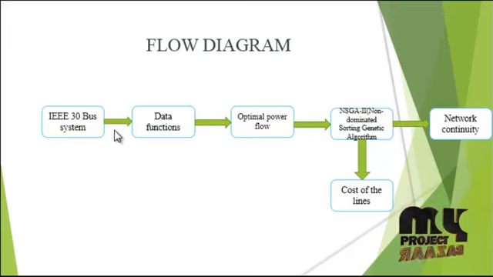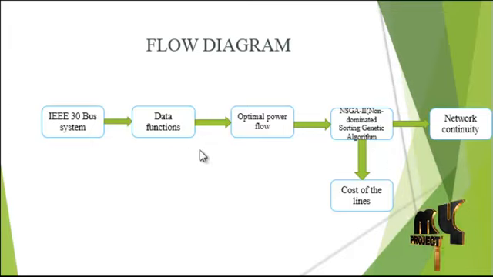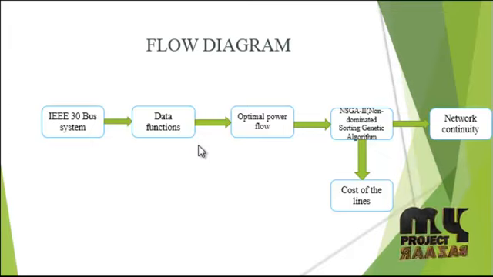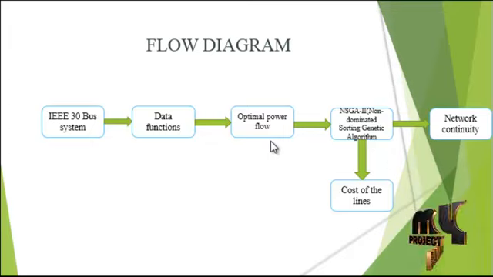These data are passed into the data functions. The data function is nothing but a particular region of the lines or load that we apply. The data function is one of the methods. The data function is passed to the optimal power flow. In optimal power flow, three methods are available, but we use the Newton-Raphson power flow method. The Newton-Raphson power flow method is a very efficient method. Its convergence is very easy, but the iteration time is very high. Using the optimal power flow, we check the continuity of the 30 bus system.